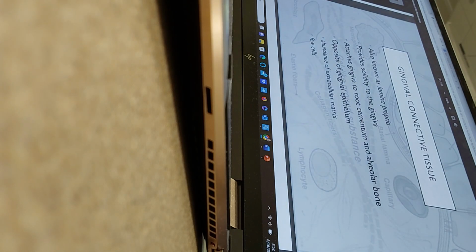The gingival connective tissue, is it going to be more cells or more extracellular matrix? Extracellular matrix, good. It is also known as the lamina propria. Provides solidity to the gingiva. It attaches gingiva to the root cementum and alveolar bone. And it has an abundance of extracellular matrix and few cells.